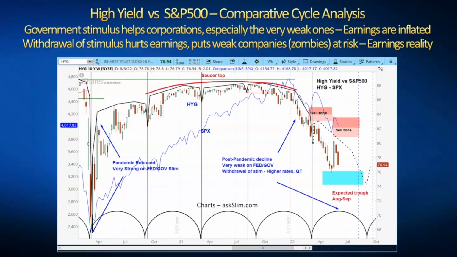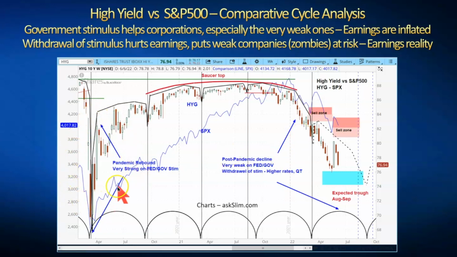That's that malinvestment that we talk about. When you have a withdrawal of stimulus, earnings are hurt. It puts weak companies, those zombies, which are loaded in the Russell, at risk. And you come to some earnings reality. That's really where we are right now.